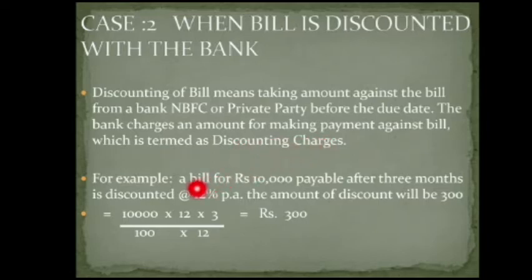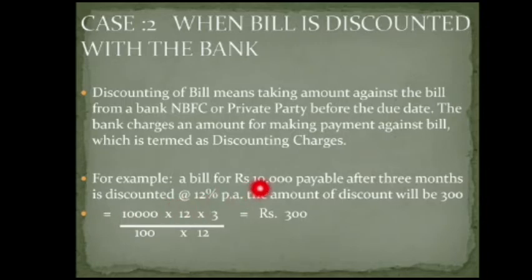The bank charges an amount for making payment against the bill, which is termed as discounting charges. Let us see an example to know how the discounting charges are calculated. A bill for rupees 10,000 payable after 3 months is discounted at the rate of 12% per annum. The amount of discount will be 300. How did we get this 300? The calculation of this 300 is shown as below.